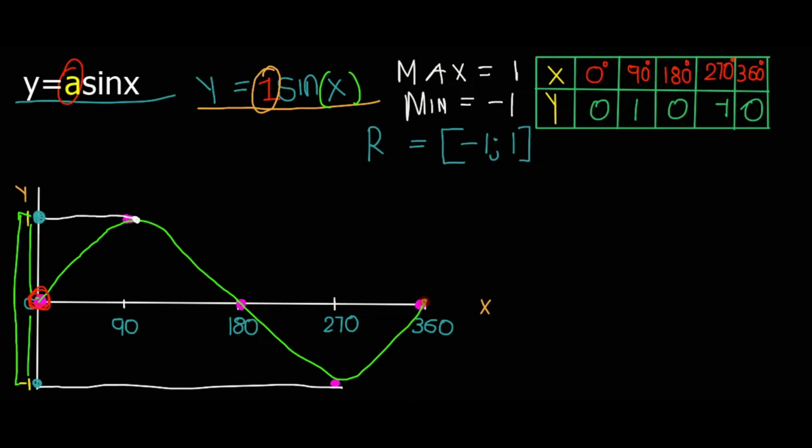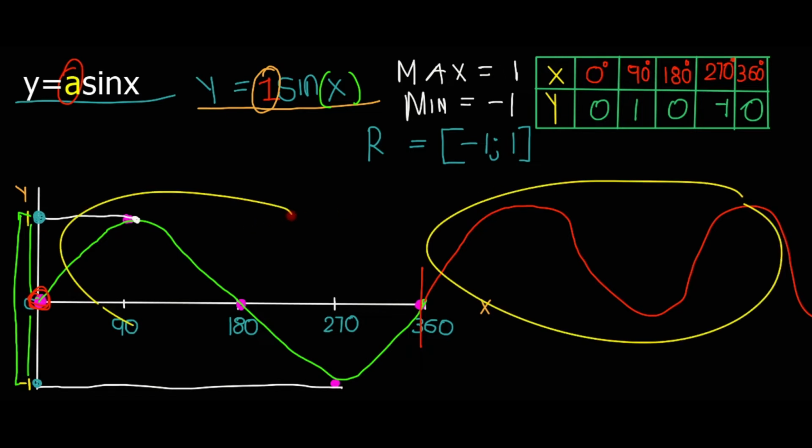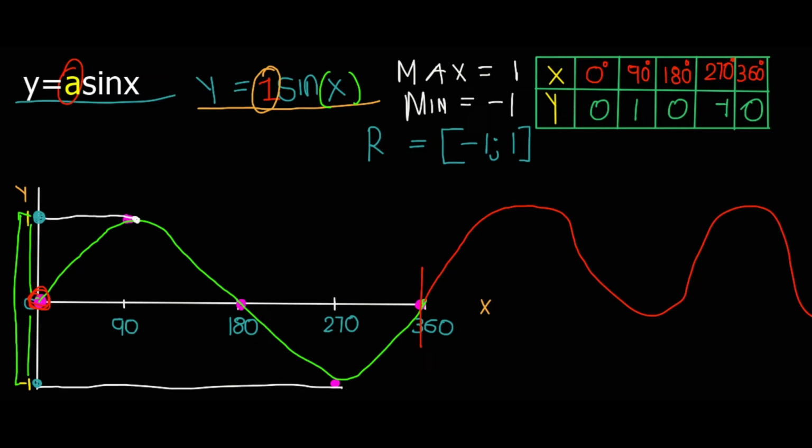But this graph continues in this way, in this way, continuing this pattern. But notice something: after 360 degrees, this shape repeats. This shape is the same as this shape. So because the period is the number of degrees it takes for the graph to complete its shape, our period is 360 degrees, because after 360 degrees this graph repeats the same thing.